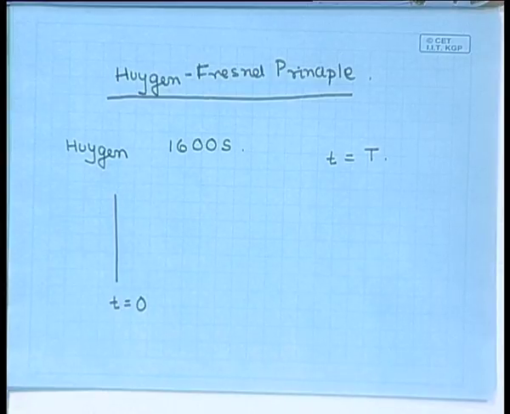So, let me state the problem again. There is a wave, we would like to study the propagation of this wave, and you are given the information that at a certain time where t is equal to 0, I know the wave front. I have drawn the simplest possible situation here where the wave front is a plane wave, and we would like to study the evolution of this wave. So, the question is, at a later time t equal to capital T, what does this wave front look like?